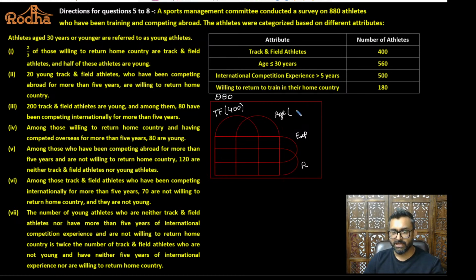Age, that is young people, as per the statement mentioned, that athletes aged 30 years or younger are referred to as young athletes. So age less than 30 is 55-60 people. International competition experience more than 5 years. How many people have that experience? 500 people. Okay. And willing to return to train to their home country, that is 180.